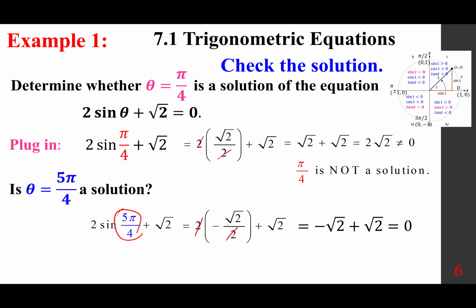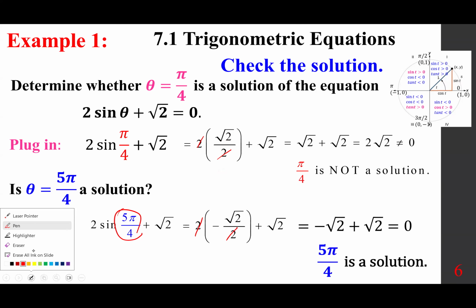And they do add up to 0, which makes 5 pi over 4 a solution of this equation. And again, reminding everyone of various quadrants and the sign for trigonometric functions.